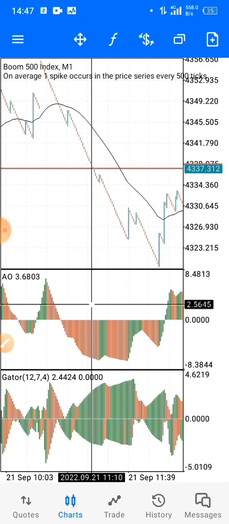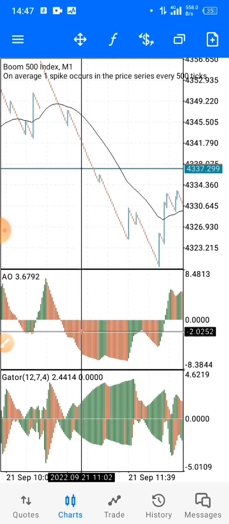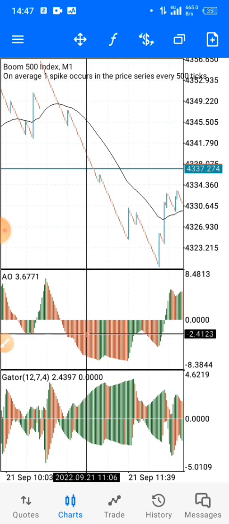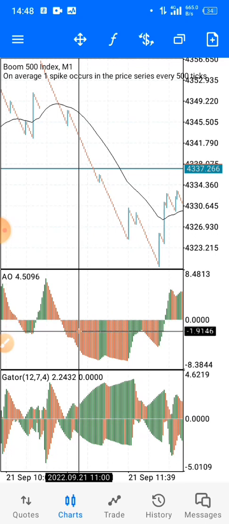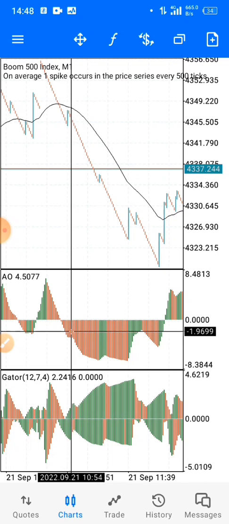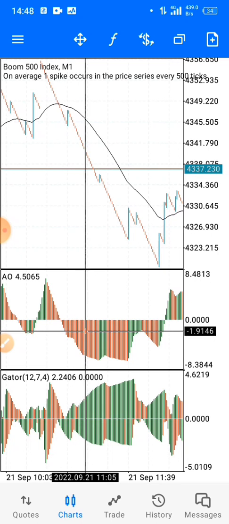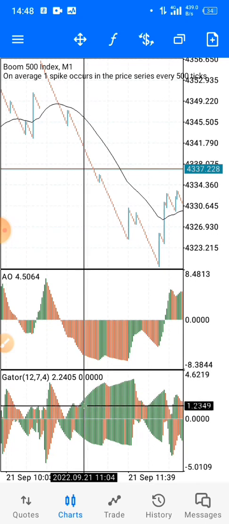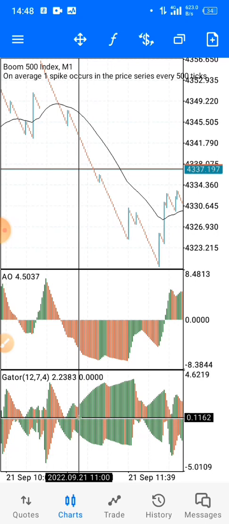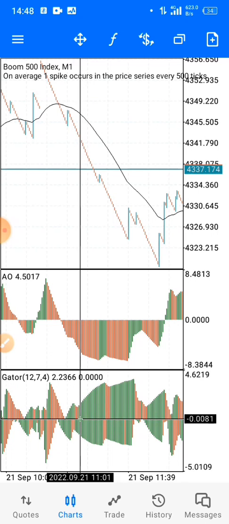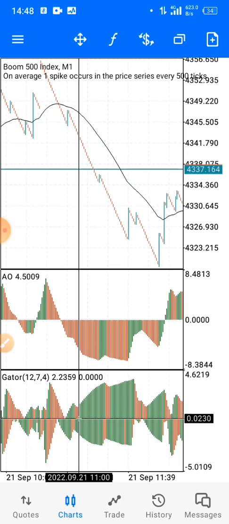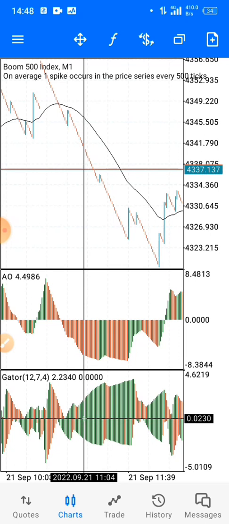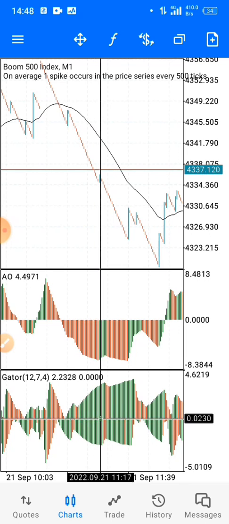It was still red. It didn't turn green. So the Awesome Oscillator is still below the 0 level. So this was still confirming a sell. Now we're only waiting for the Gator Oscillator to turn green. Then we enter. So it turned green here. 1, 2, 3, 4, and 5. We are out, right? Then it spikes here.